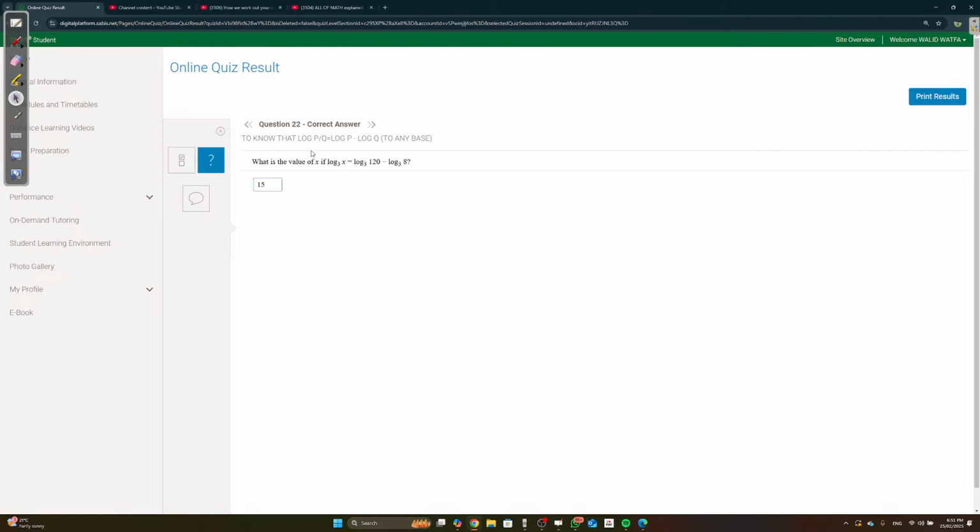Question 22. What's the value of x if log base 3 of x is equal to log base 3 of 120 minus log base 3 of 8? When you subtract, what is it? You divide. So it's going to be 120 divided by 8, which is just 15.